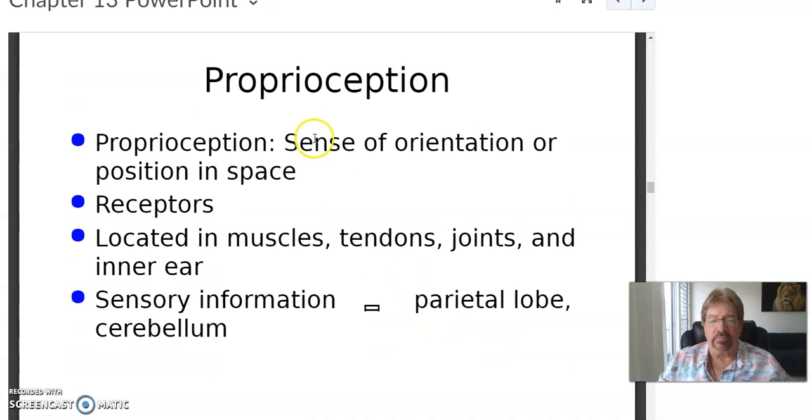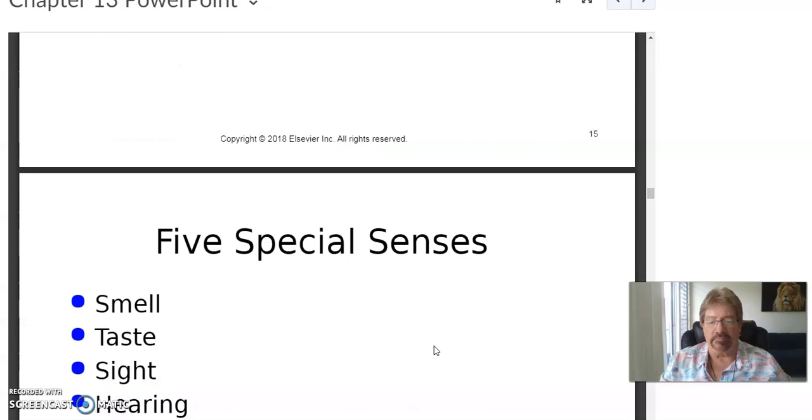Proprioception, sense of orientation or position in space. There are receptors that detect that, located in muscles, tendons, joints, and the inner ear. Why? And of course, the inner ear, guys, deals with balance and equilibrium. Sensory information, most of it goes to the parietal lobes and the cerebellum.